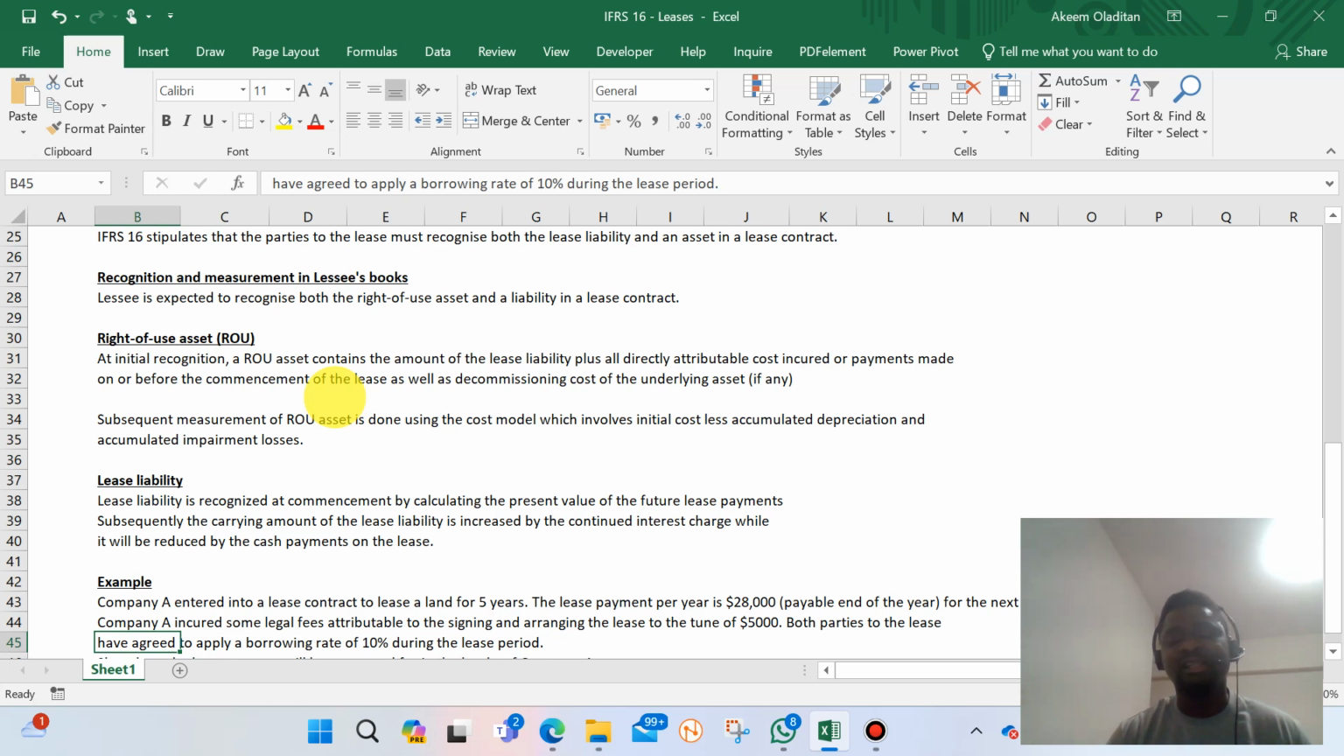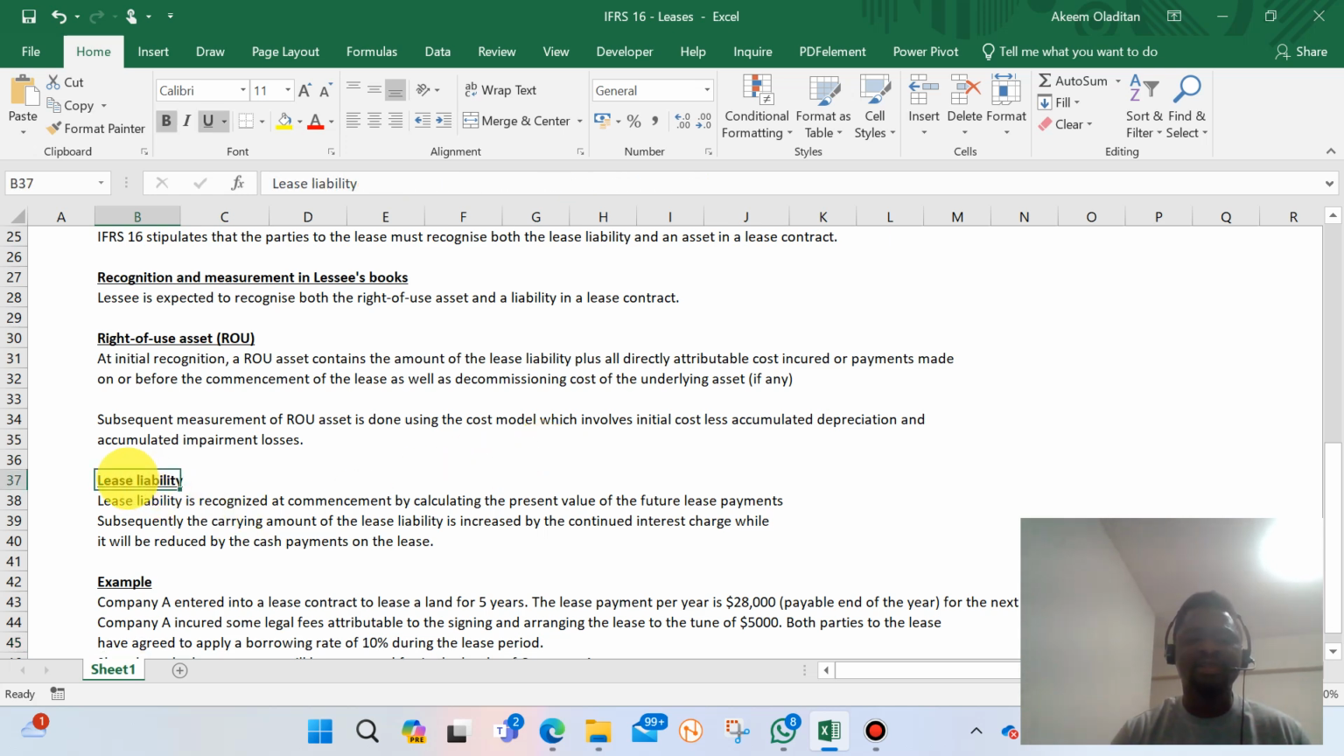That will be debited directly to the profit and loss account. The right of use asset also includes the commissioning cost of the underlying asset, maybe some dismantling costs, replacement costs, or movement of the asset from one location to the other. If it is borne at the commencement of the lease, that should be part of the right of use asset. Subsequent measurement of the right of use asset is done using the normal cost model under IAS 16, which involves initial cost less accumulated depreciation and accumulated impairment losses, if there are any.